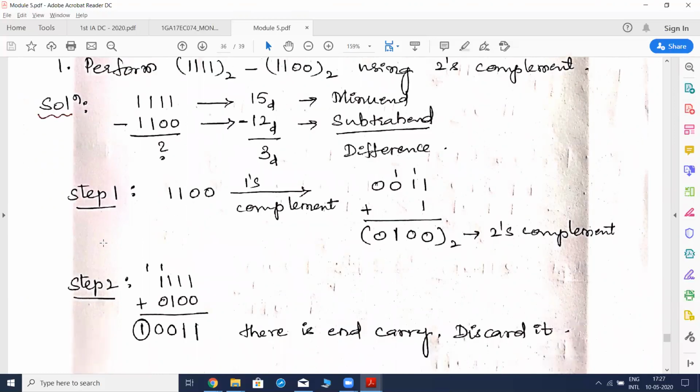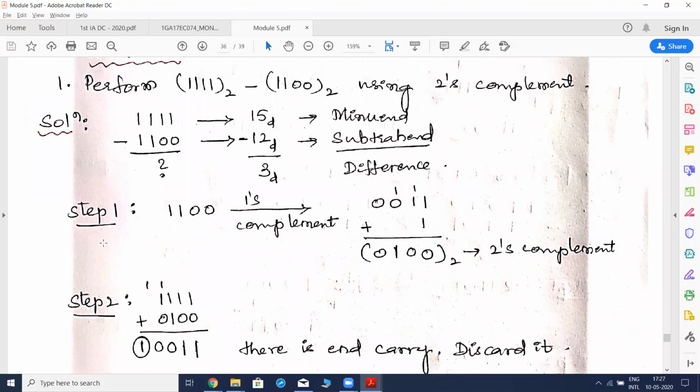This is the problem that we are seeing. We need to perform 1111 binary minus 1100 using two's complement. First, write the minuend and subtrahend properly. Minuend is 1111, subtrahend is 1100. For better understanding, let us write it in decimal form. The minuend is 15 decimal, and 1100 is the subtrahend, which is 12 decimal. So we are expecting the result 3 decimal, that is plus 3 decimal.